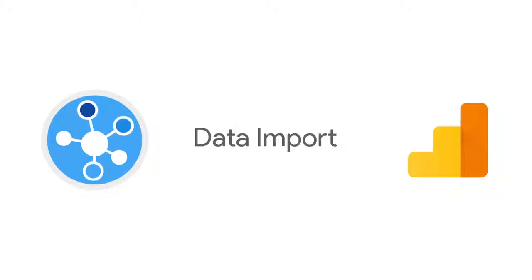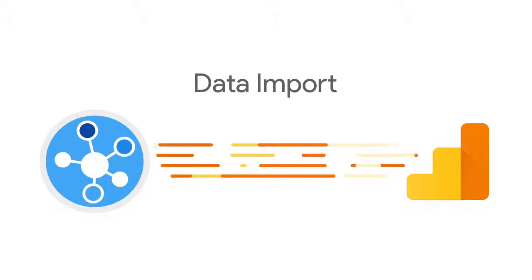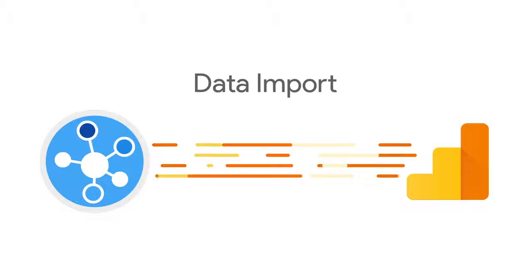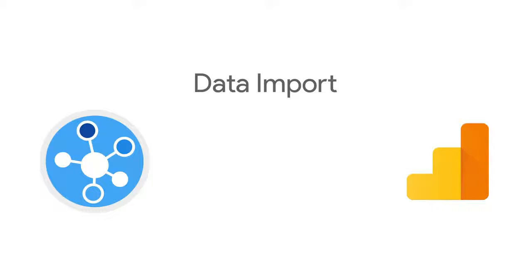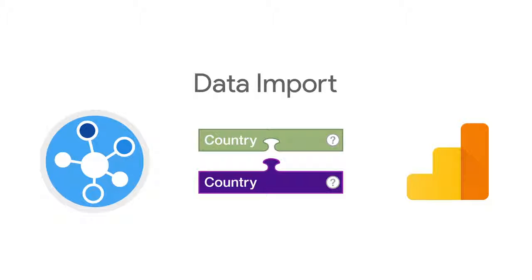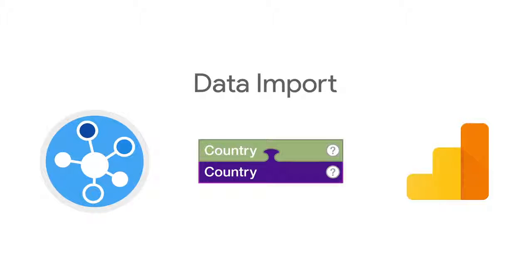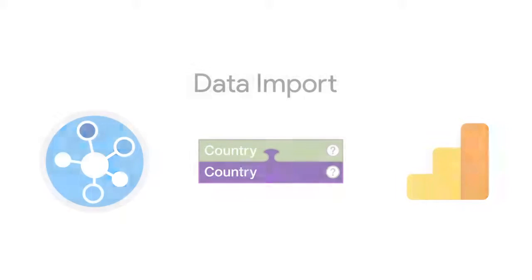Data import lets you upload data from other systems into Google Analytics. To do this, Google Analytics needs to match an existing dimension with the dimension in your uploaded data. This is called a key because it allows the two datasets to be connected together.